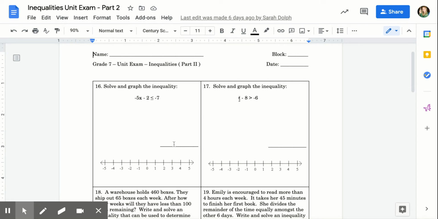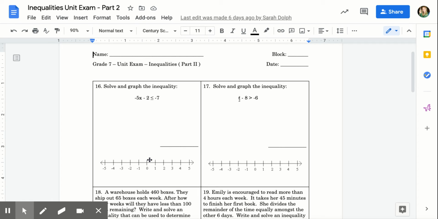Then you're going to put x, and then whatever the inequality is, and the answer goes here. Then you actually have to graph it. So is it going to be an open circle or a closed circle, and which direction does the arrow go?